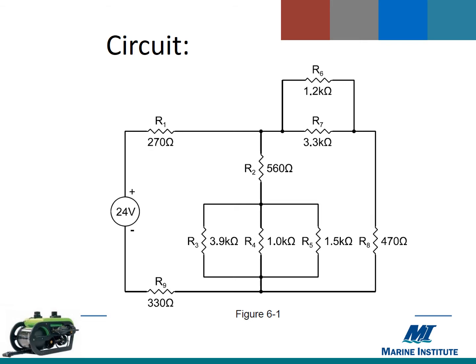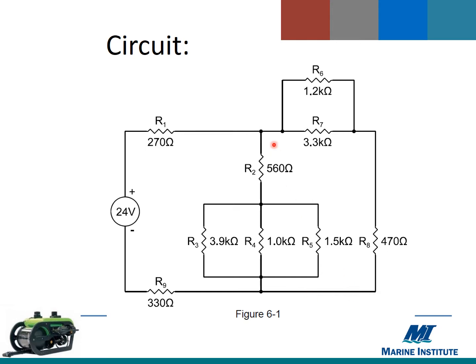The circuit shown in figure 6-1 contains 9 resistors. Remember that R1 and R9 are in series with the source, and so this branch contains IT. The current IT then divides at this junction into currents that will go through I2, I6, and I7. So Kirchhoff's current law should apply at this junction. In addition, Kirchhoff's current law applied at this junction says that I6 plus I7 should equal I8.